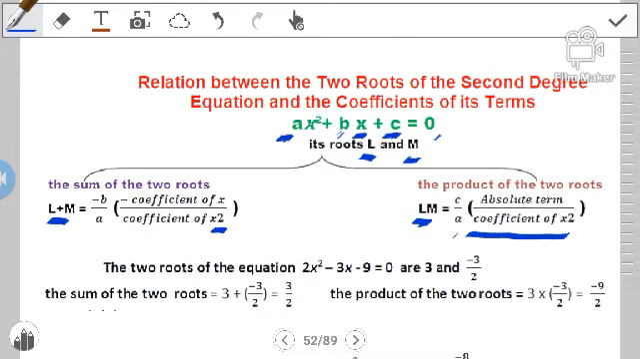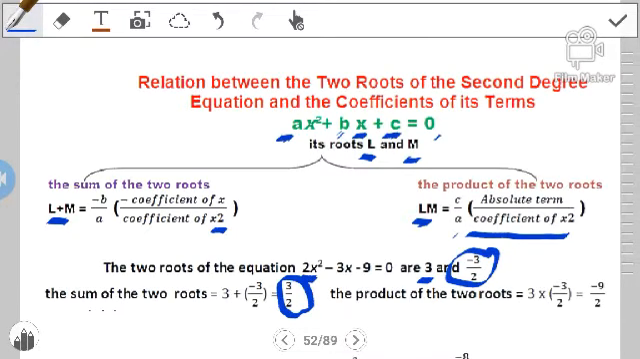طبعا عايزين نتأكد من الكلام ده، ولو خدنا equation زي 2x^2 - 3x - 9 = 0. هنا two roots لو عملتهم على الكالكوليتر هلاقيهم الأول 3 والتاني -3/2. تمام، حلو قوي كده. تعالوا نعمل sum للروتس دي. يبقى عملت 3 + (-3/2) طلع لي 3/2.